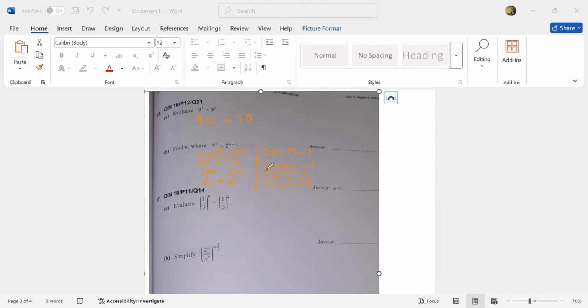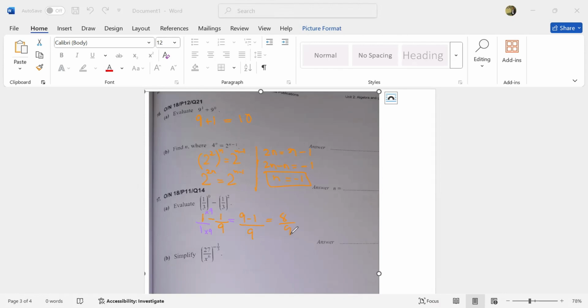Next thing, evaluate 1 upon 3 raised to the power 0. Anything raised to the power 0 is 1, so this will simply turn into 1. Next, 1 square. 1 square is 1. 3 square is 9. Now we are going to make the denominator same here. Putting a 1 here. Multiply by 9. So it's equal to 9 minus 1 means 8 over 9 is our answer.